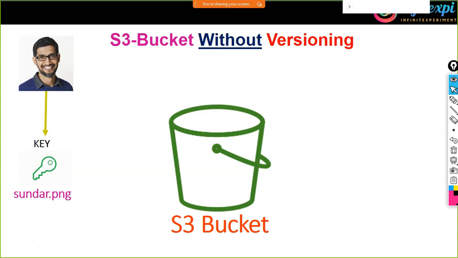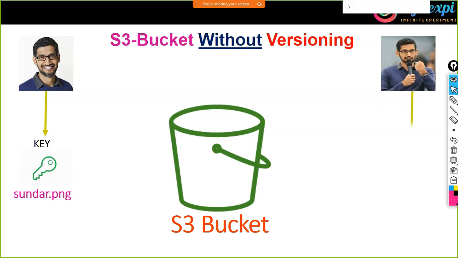Actually, sundarpichai.png is the name which will be considered as a key, and the value is the image itself. Then we have another object which I'm bringing in, and that object also carries a key, and the key is going to be of the same name, sundar.png. So I have two different objects, and each carries a key, which is very important when you are storing an object. A key and a value are mandatory for an object, but both the key names are the same.